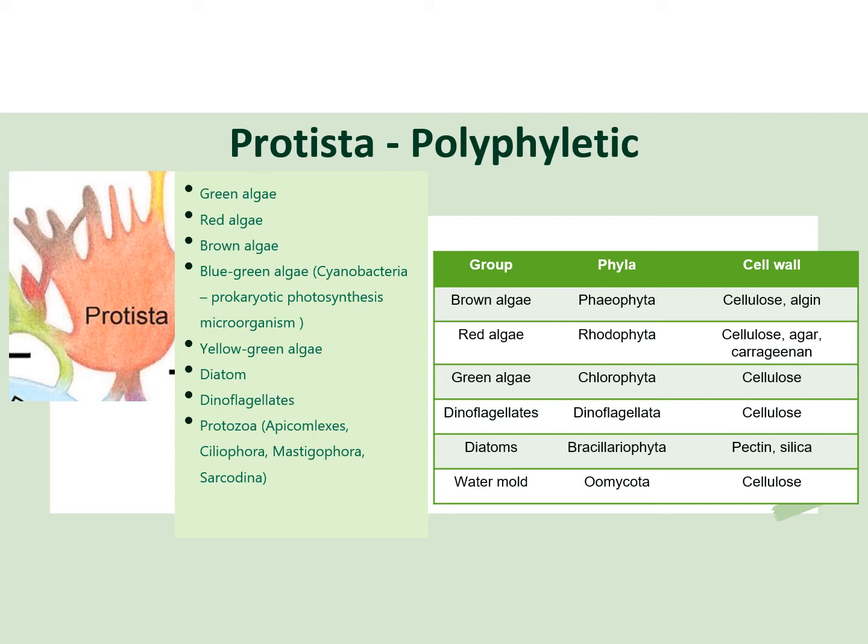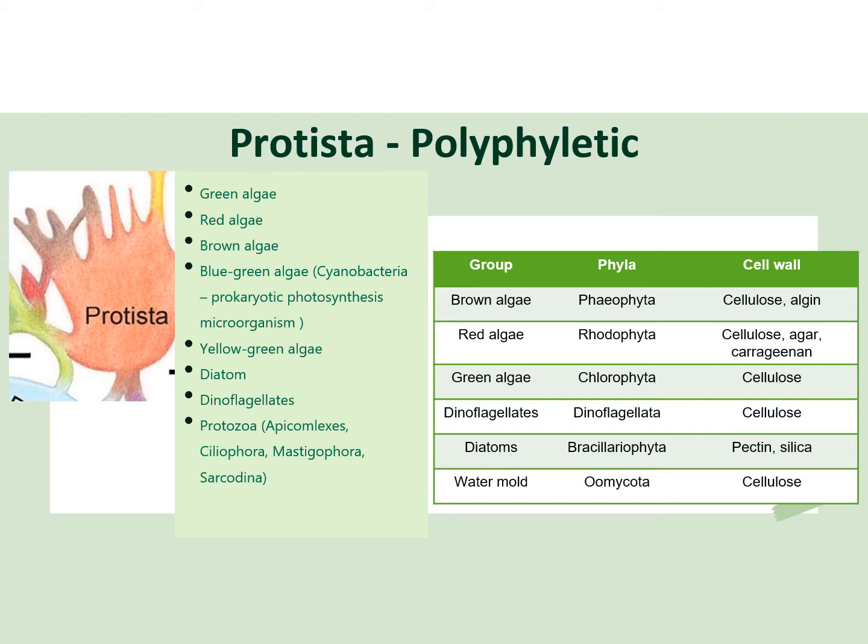There are several types of algae in the group of Protista, like green algae, red algae, brown algae, blue-green algae, yellow-green algae, diatoms, dinoflagellates, and protozoa. This Protista group is polyphyletic, which means they have many different ancestral lineages. Genetically, they are not related to each other or similar to each other and do not have a common ancestor. This makes it difficult to study these organisms and try to classify them.